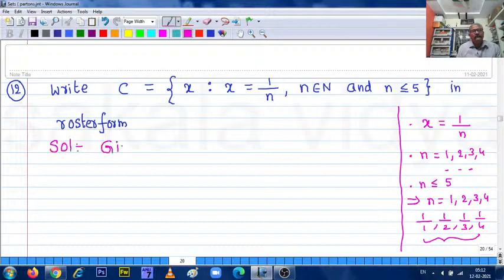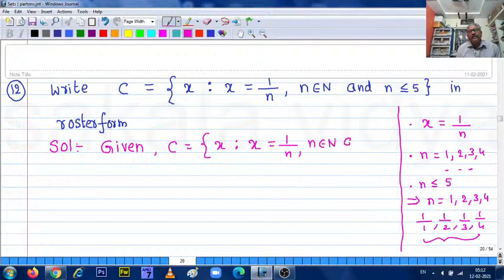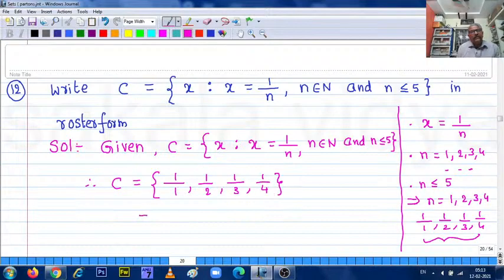Here given, C equals to x such that x equals to 1 by n, n belongs to N, and n less than or equal to 5. So therefore C equals to, you can write like this, 1 by 1, comma 1 by 2, comma 1 by 3, comma 1 by 4. 1 by 1 is nothing but 1. So 1 comma 1 by 2 comma 1 by 3 comma 1 by 4.